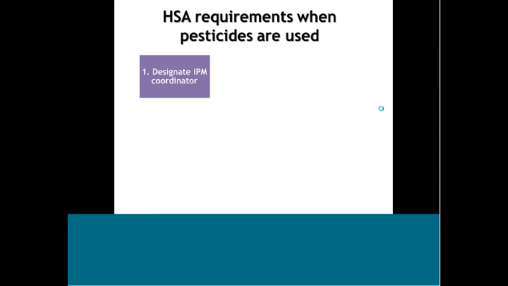First, the Child Care Center or school district must designate someone to ensure that the requirements of the Healthy Schools Act are met. The IPM coordinator is designated by the center or school district. Number 2, parents and staff must receive a list of pesticides that are expected to be used at the center or school in the coming year.